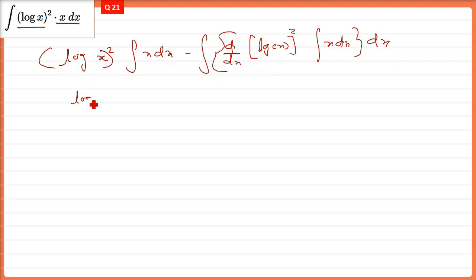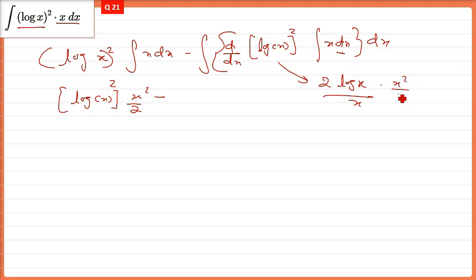Log x whole square will be x dx will be x square by 2, and this x dx will again give you x square by 2, so let's write x square by 2, but log x whole square will be 2 log x, and log x differentiation will be 1 by x. So 2 log x divided by x dx will be x square by 2, you already know that. Now this 2 gets cancelled, 1 x gets cancelled, you are left with x log x. So actually you have to integrate x log x.